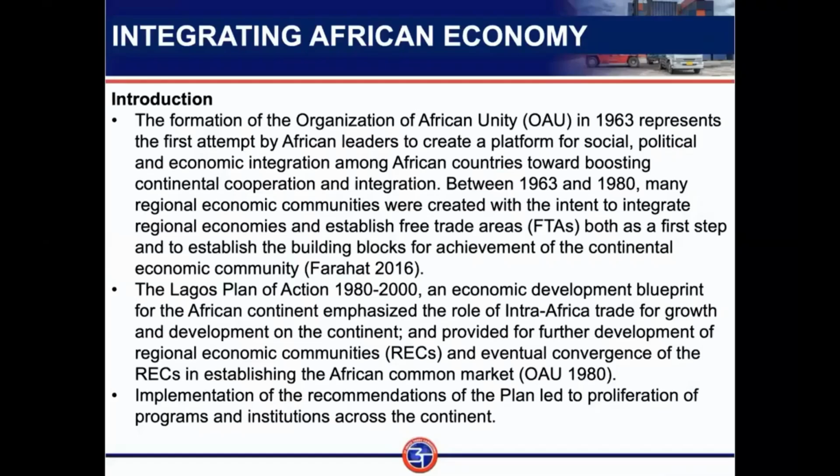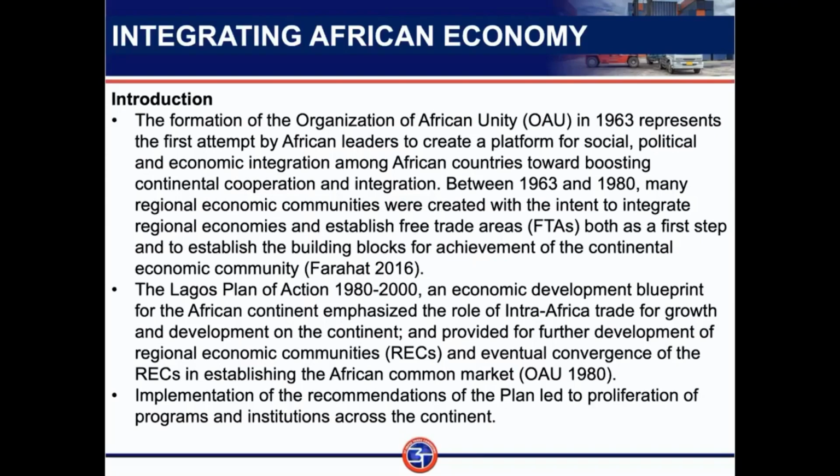Let's start. The formation of the Organization of African Unity in 1963 represents the first attempt by African leaders to create a platform for social, political, and economic integration among African countries towards boosting continental cooperation and integration. Many people don't know that AfCFTA has always been in the works. The only issue is that, even though it has been in the works, we are only just implementing it. And the reason why Africa has Agenda 2063 is because by then the AU or OAU will be 100 years old.